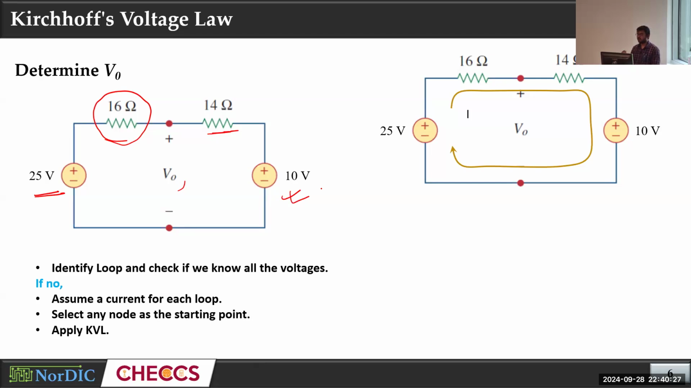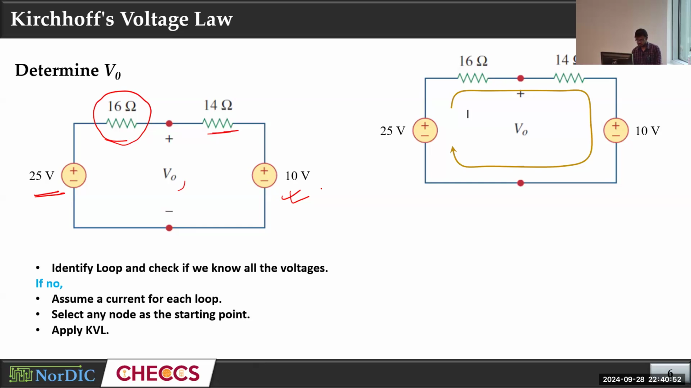Okay. So can we use the steps that we discussed in the previous slide here? We cannot, because we don't know the voltage of all the elements in the loop. So what we need to do here, we will have to assume a current, because we need to know the voltage of all the elements in a loop before applying the KVL.